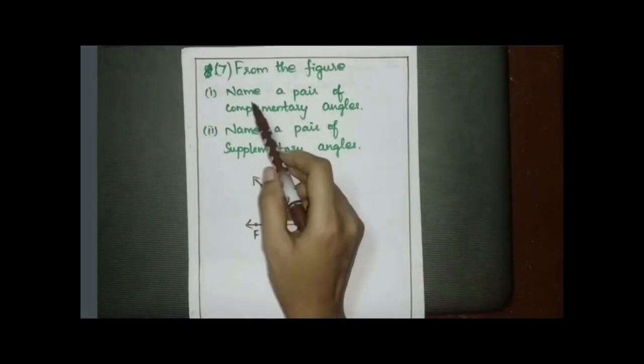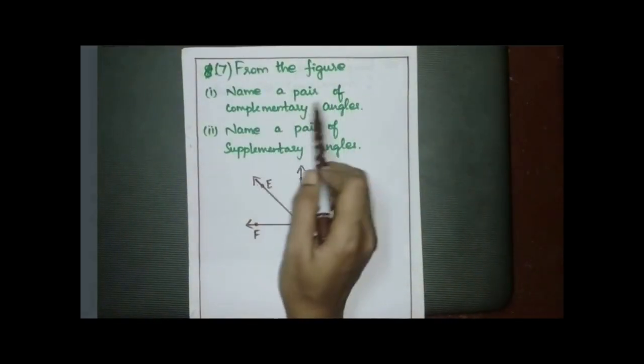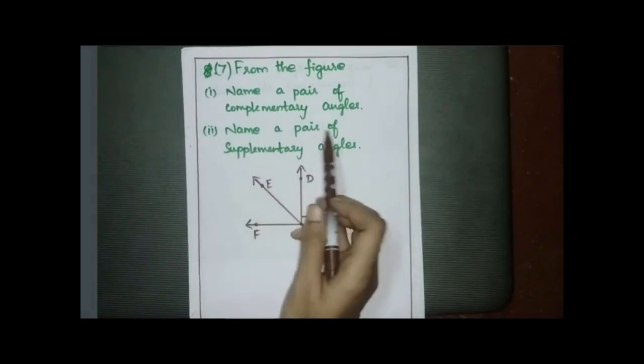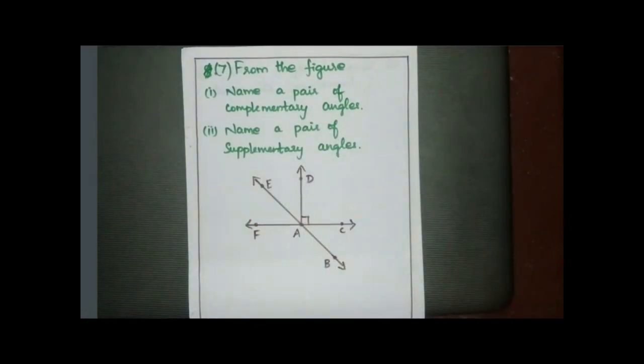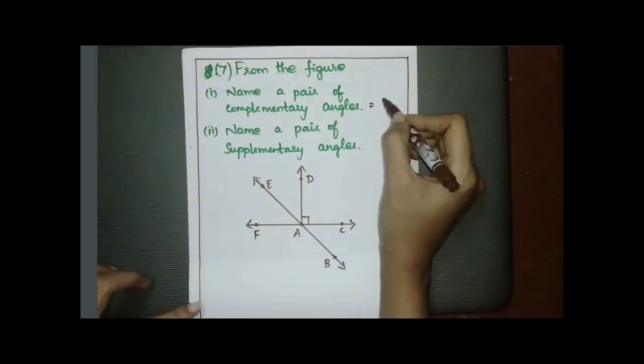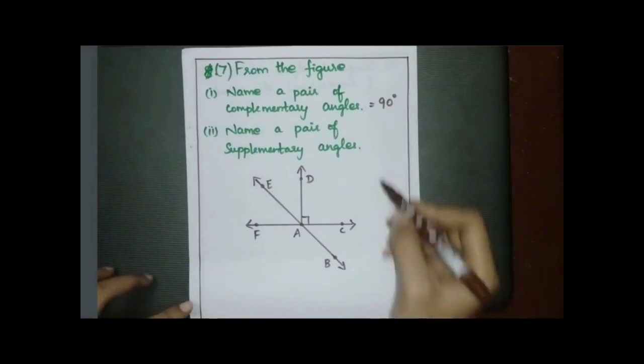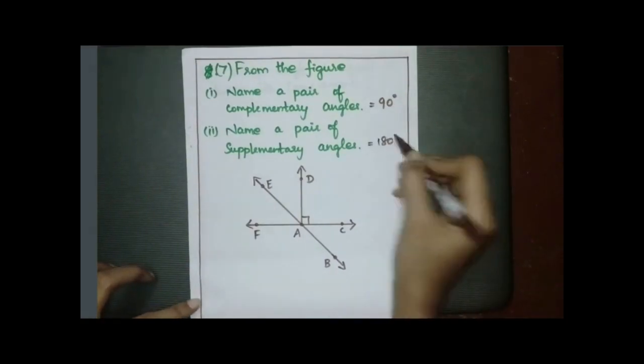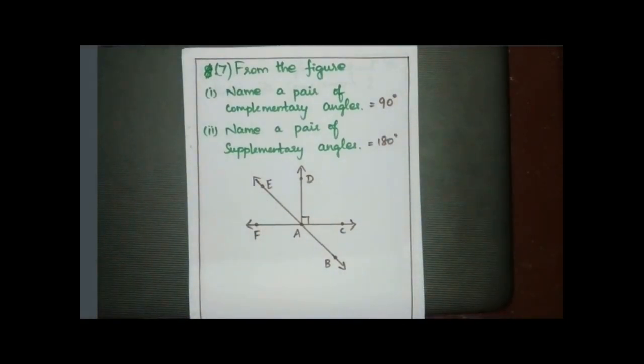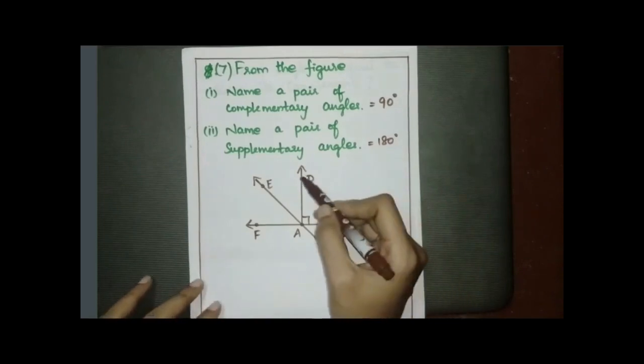From the figure, name a pair of complementary angles, name a pair of supplementary angles. So from the figure you have to name complementary angles and supplementary angles. Complementary angle means 90 degree, supplementary angles means 180 degree. So let us write the pair of angles. First look at complementary. Complementary means 90 degree.